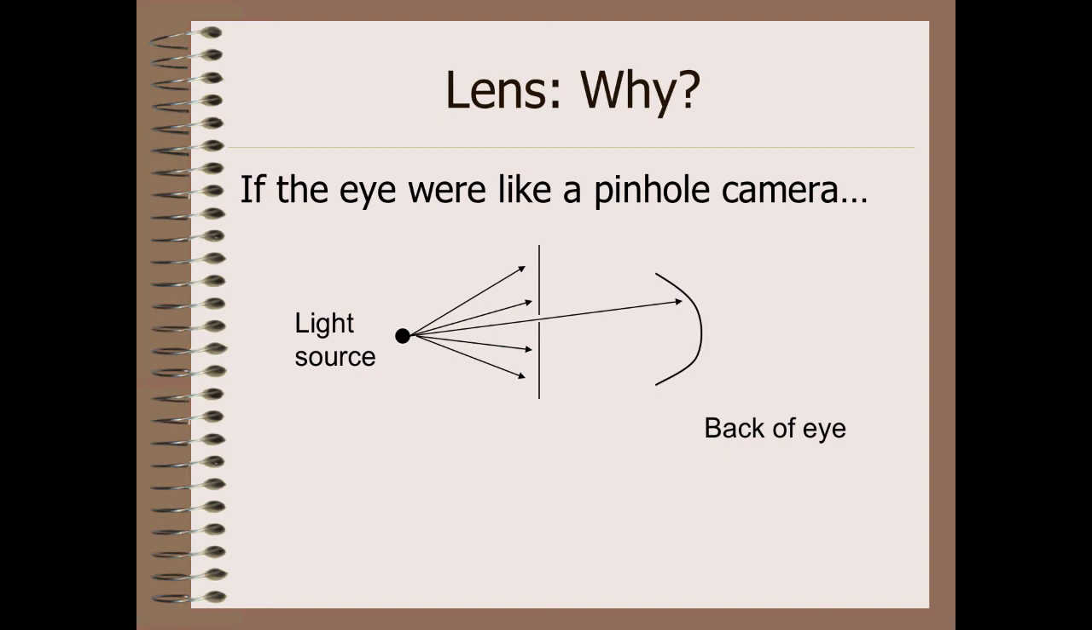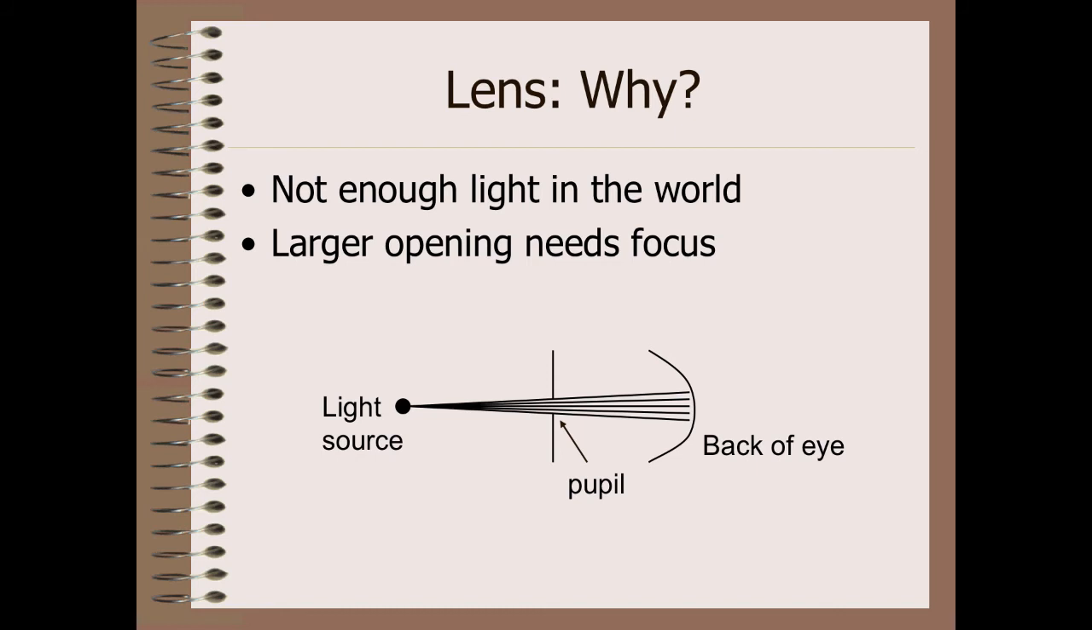What does it do? Well, if the eye were like a pinhole camera, which some animals do have eyes like, only one ray of light would get through. It would be easy to tell which direction light came from, but not much light would get through. There's not enough light in the world for pinhole camera-like eyes to be very efficient, so we have a bigger opening called a pupil. This allows much more light into the eye. But now we have the problem of a big circle of light projected onto the back of the eye, which would result in blurry vision.